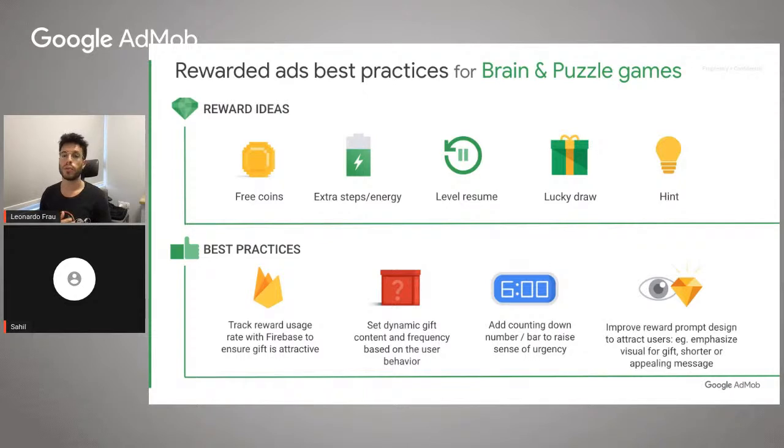Also, when deciding rewarded ads, I would recommend to make sure to emphasize the visual for the gift and create a short and appealing message to attract the users. Also, I always recommend publishers to track reward usage rate with Firebase to ensure the gift is attractive. Furthermore, you can add a counting down number bar to raise a sense of urgency.